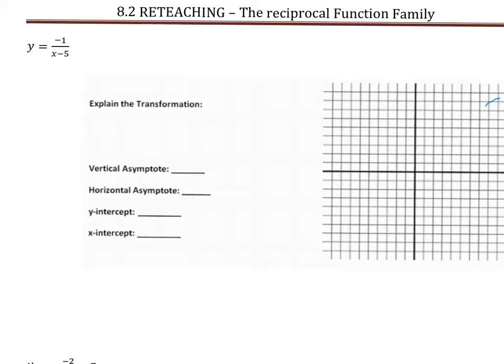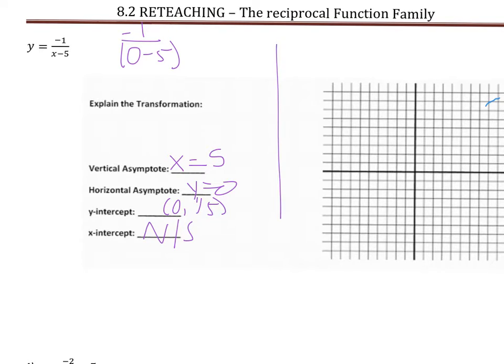Did I move left or right? Yep, I moved to the right 5. Did I move up or down? I did not. So there's going to be no solution here. We plug 0 in for x. And you could plug this straight into your calculator, or else you can do it in your head. 0 minus 5 is negative 5. Negative 1 divided by negative 5 is going to be a positive 1/5. However, I wrote that wrong. Sorry. 0, positive 1/5. Table time.